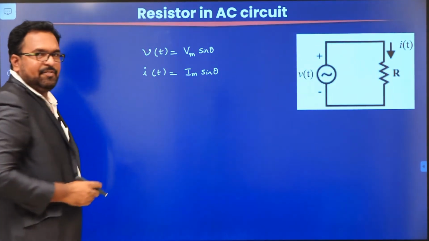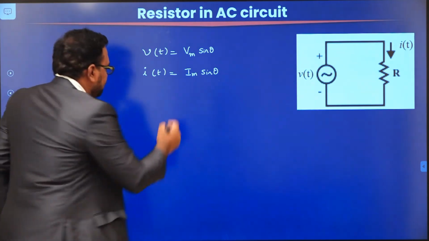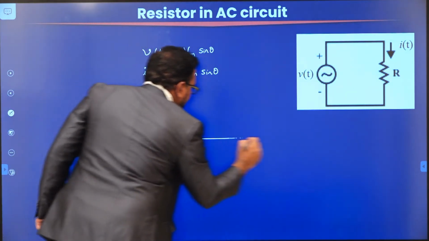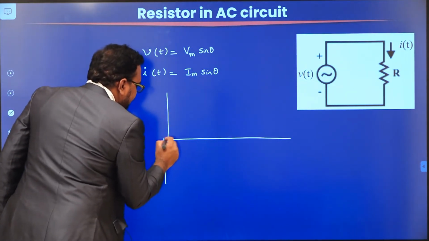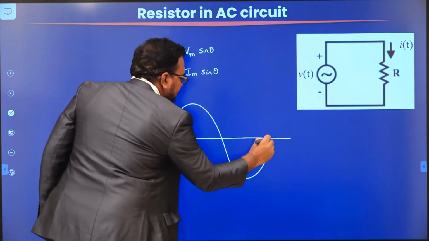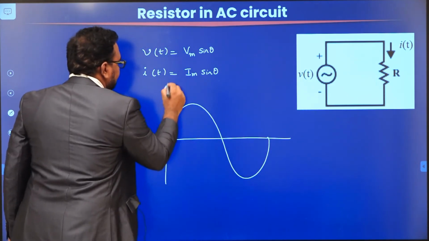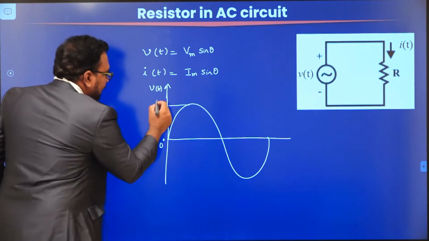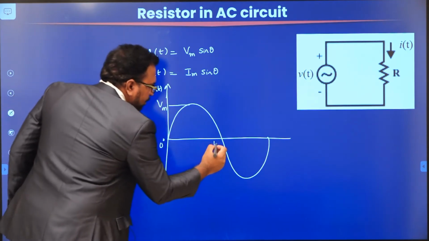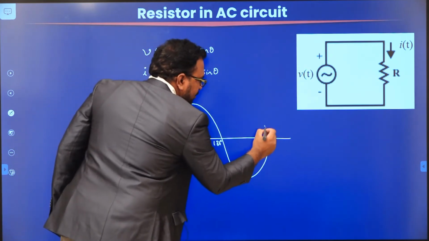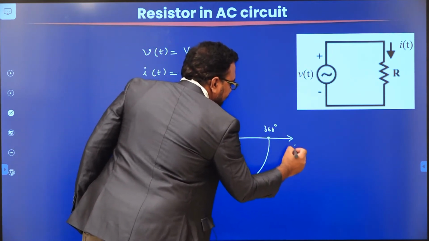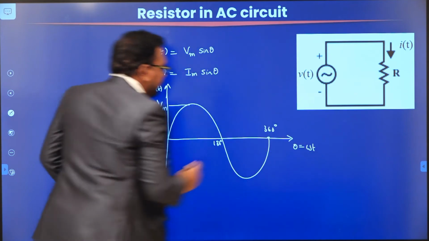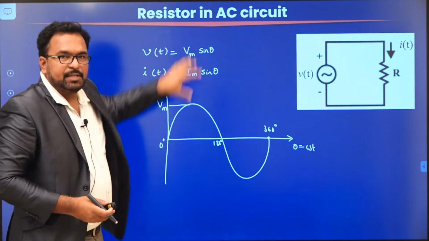Now how will you represent Vm sin theta graphically? We already know that sin theta will always start from 0 degrees and this is Vm. So this is the voltage waveform. The magnitude is Vm here, the angle is 180 degrees here and this is 360. So this is how we are going to represent Vm sin theta.